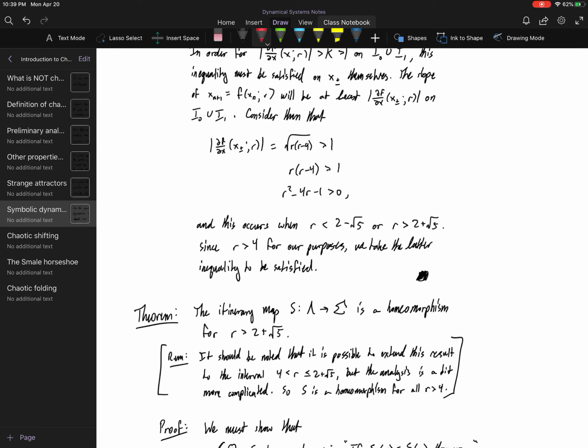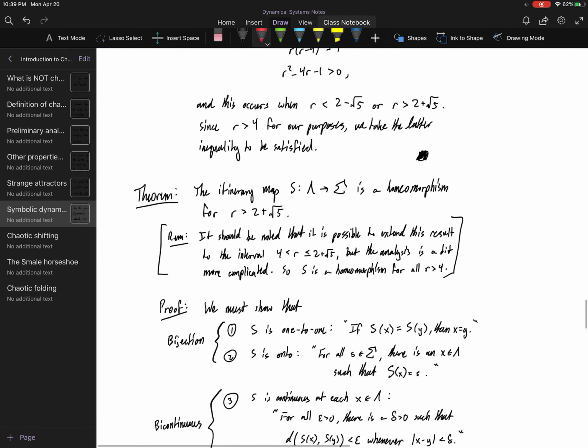So we're just trying to make sure that our derivative satisfies this dilation property, that the intervals want to get larger, or they want to expand on I0 and I1.